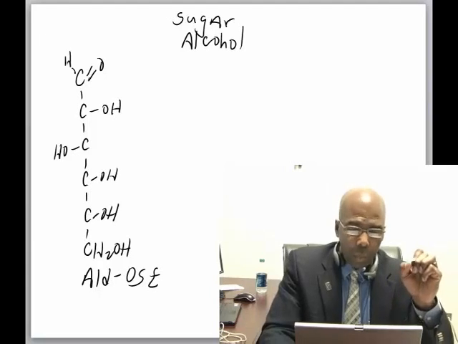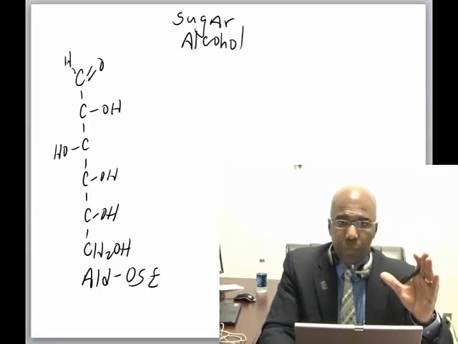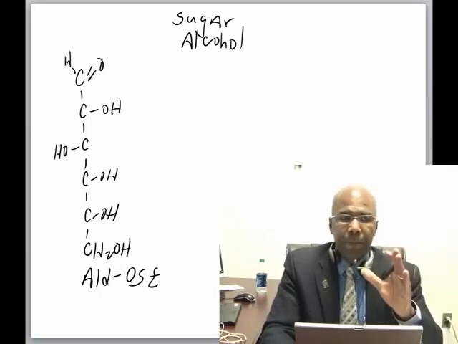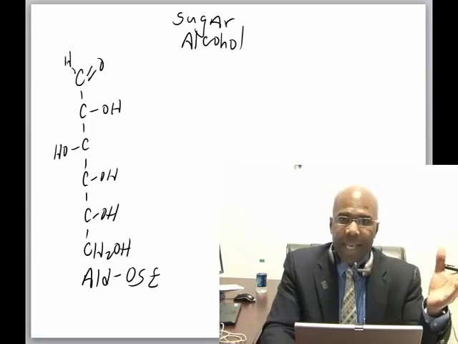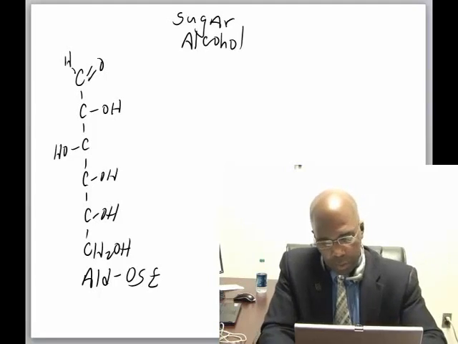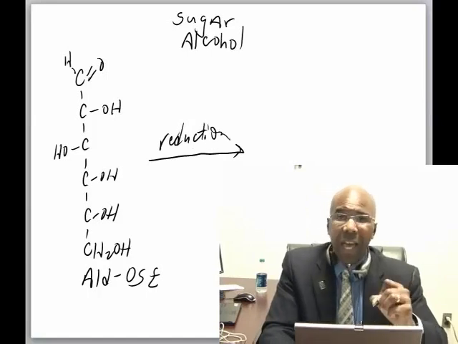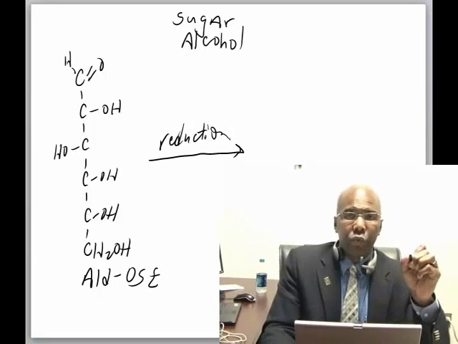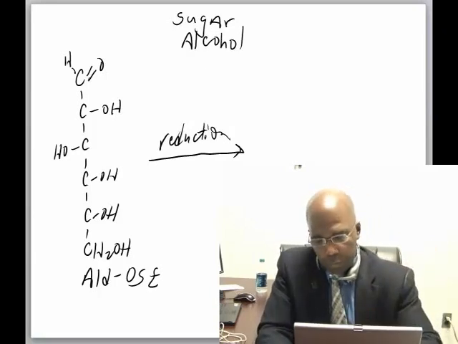And what we're going to do, we're going to actually reduce the aldehyde functional group. When we talked about the acids before, when we talked about glucuronic acid, glucaric acid, those were oxidations. Here we're going to perform a reduction. We're going to reduce this aldehyde functional group. And when you reduce an aldehyde functional group once, you get an alcohol.